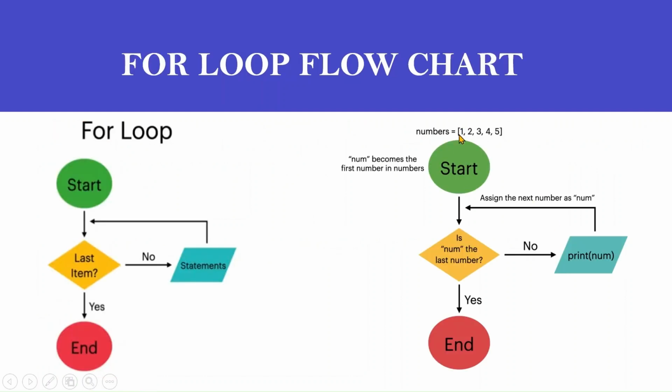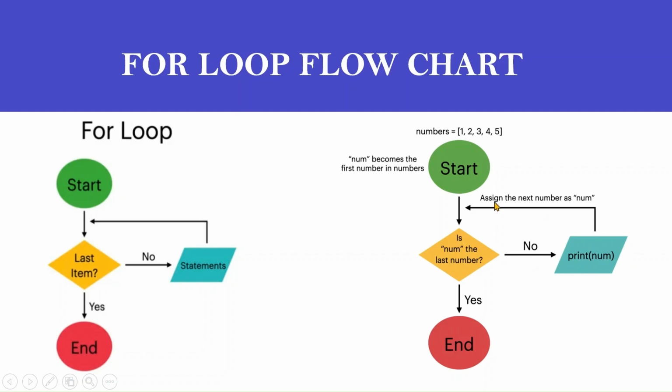So first I'm going to pick up 1 and put it in num, and I'm going to check whether the num value, whatever you have stored, 1, is the last number or not. It is not the last number, it is the first number only. Then it gives the result as no. Then print that num value, which means you get 1 printed here.